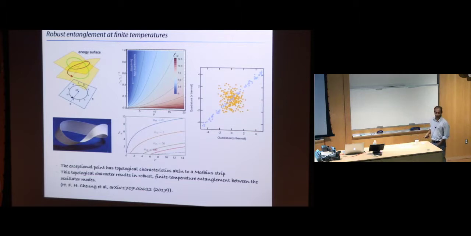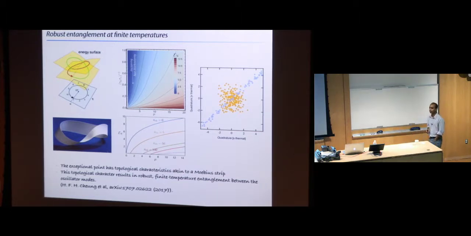Okay, and yeah. What is it that's being squeezed here? It's the cross quadratures between the signal and idler modes. There are the signal and the idler modes in the parametric oscillator, and it's the cross quadratures that are being squeezed: P1 minus P2, P1 plus P2, X1 minus X2, X1 plus X2, yeah. That's right, it's a two-mode squeezed state.